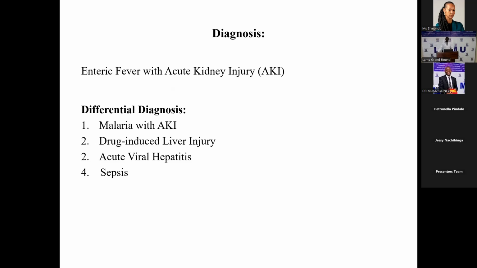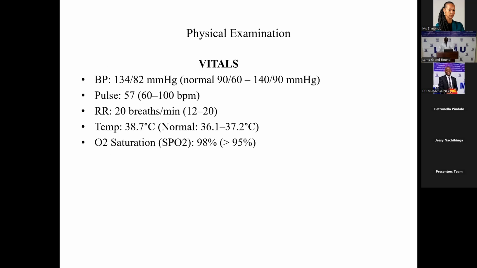Thank you very much. Good afternoon, ladies and gentlemen. My name is Daniel Siwana. I'm going to walk you through the physical examination of the patient with enteric fever. We begin with the vital signs. Blood pressure, systolic 184, diastolic 82 millimeters of mercury, pulse 57 beats per minute, respiratory rate 20 breaths per minute. The temperature was 38.7 degrees centigrade, and the oxygen saturation was 98% on room air.